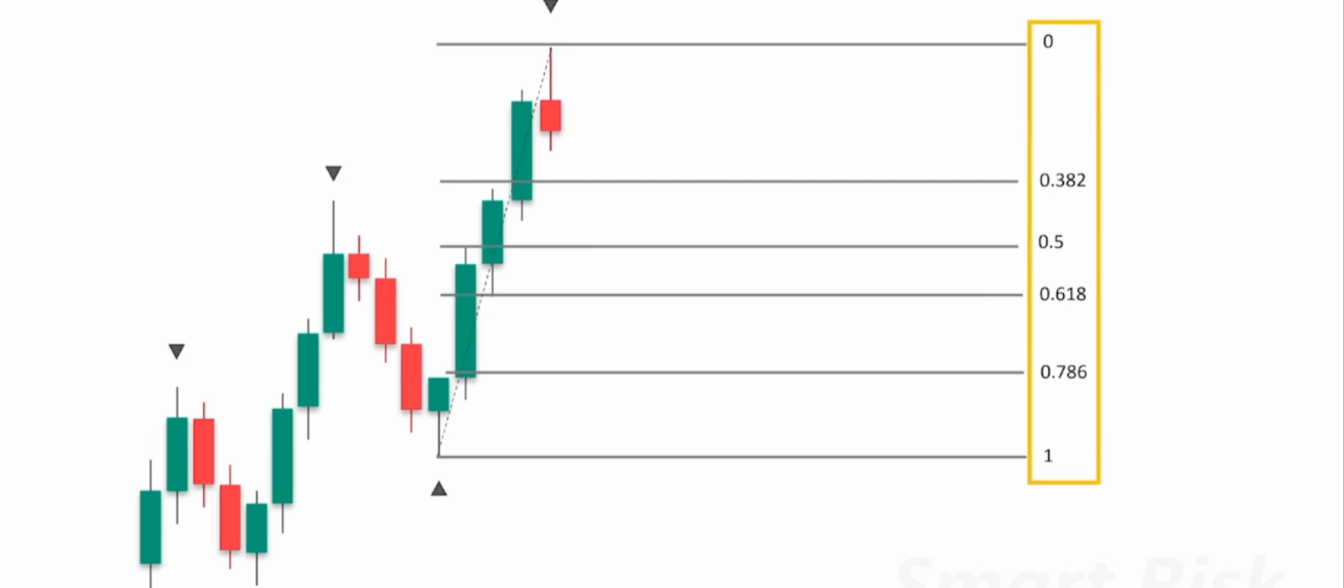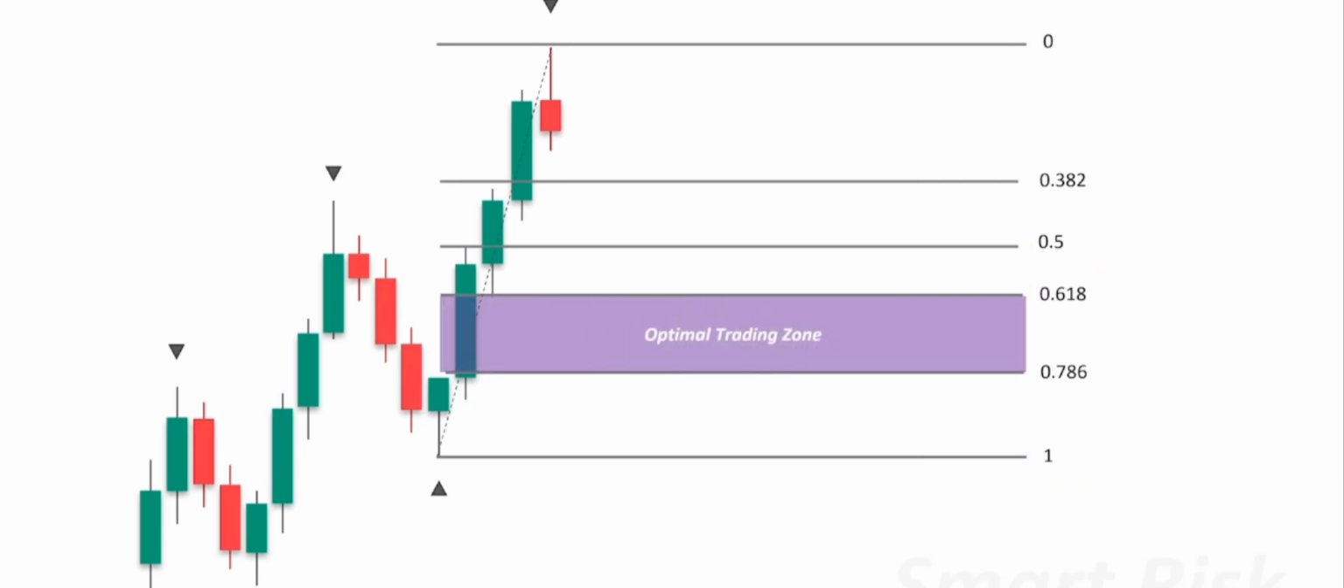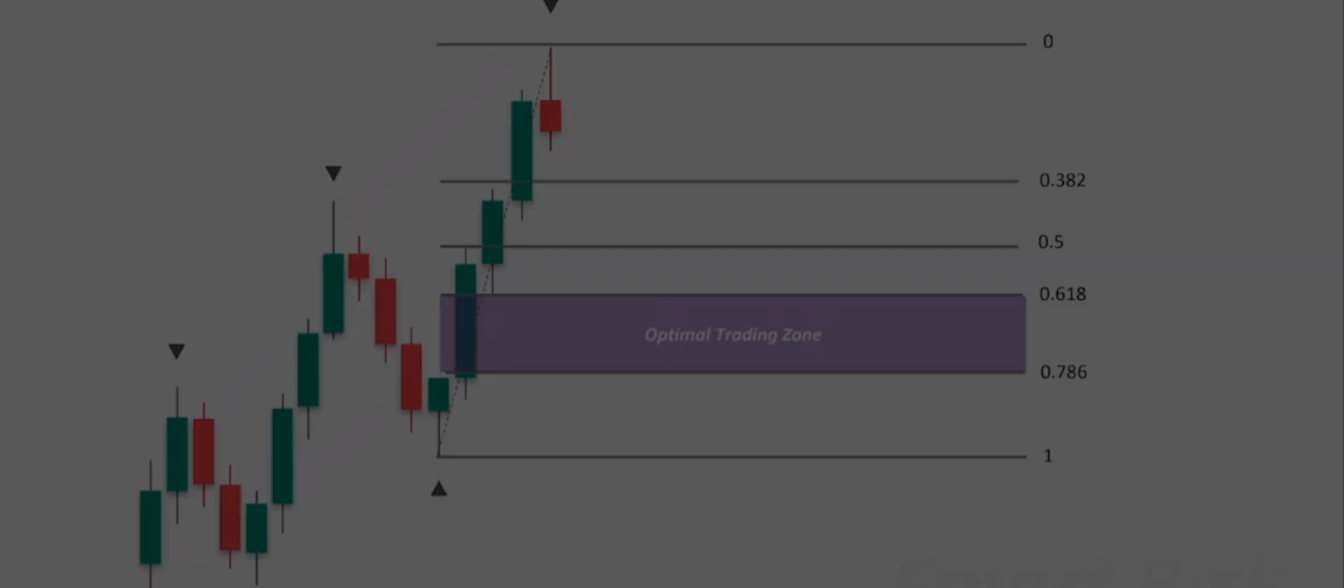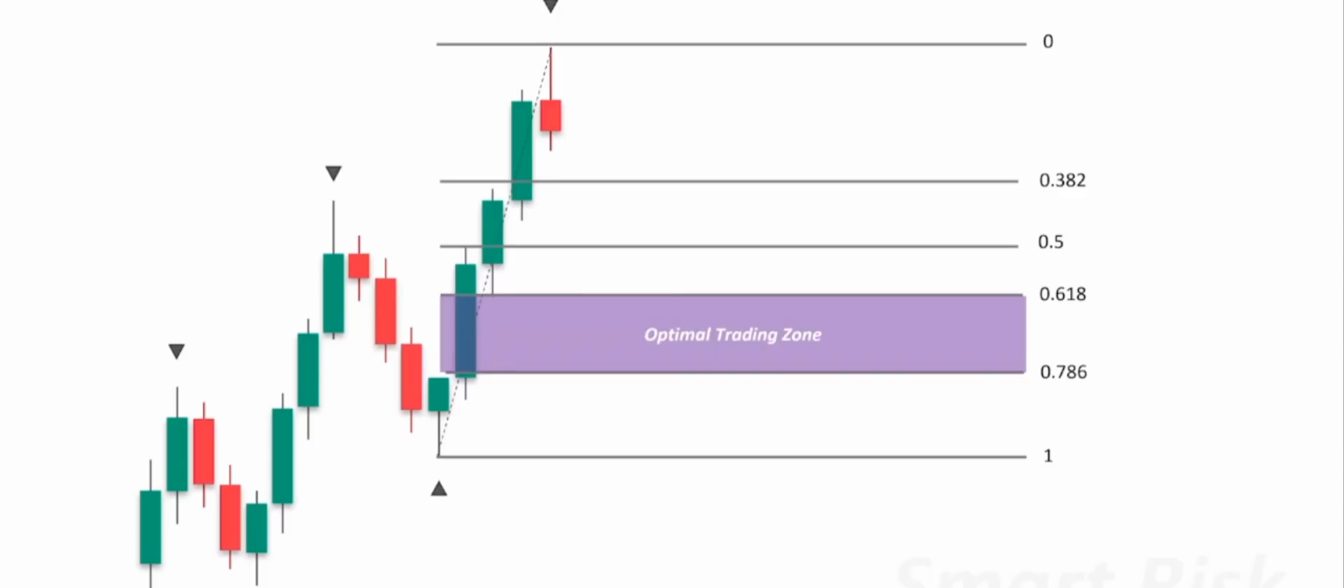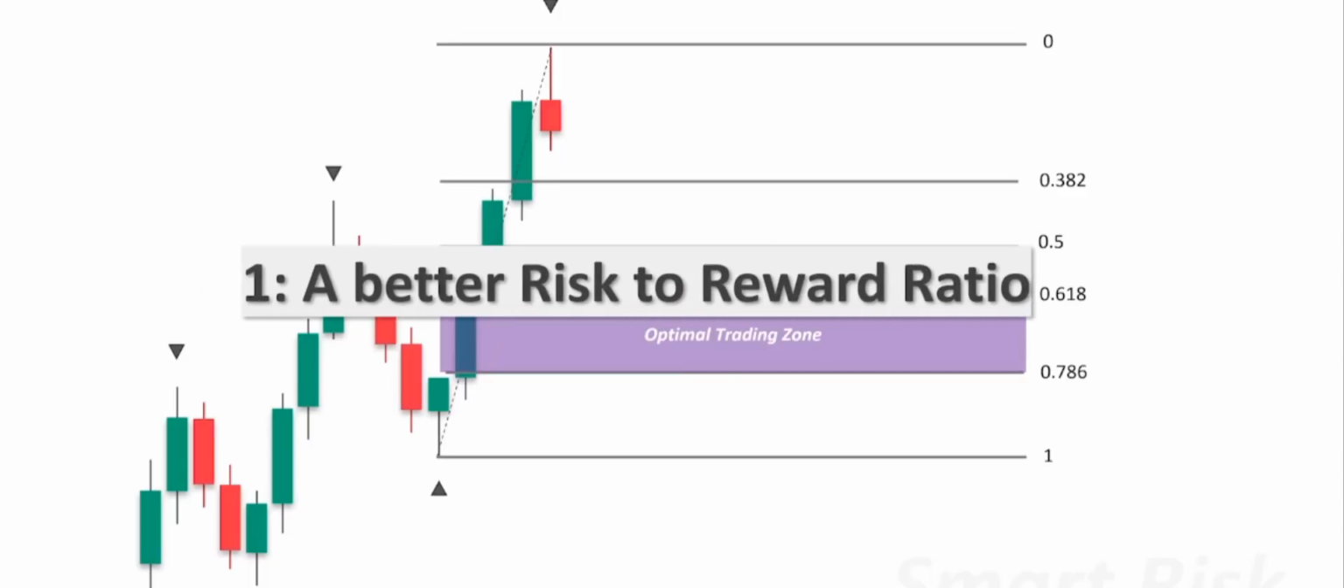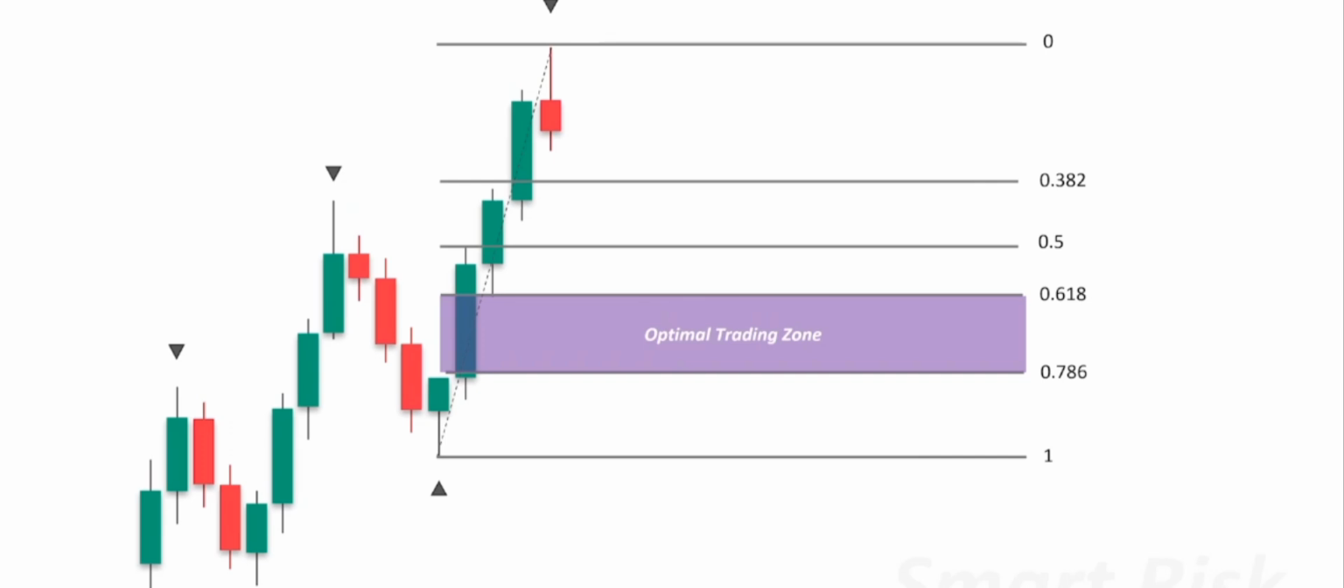Several important Fibonacci levels will appear on the right, but the optimal trade entry suggests that the zone between 0.786 and 0.618 is our best area to enter a trade. This is because of 3 main reasons. The first reason is a better risk-to-reward ratio.